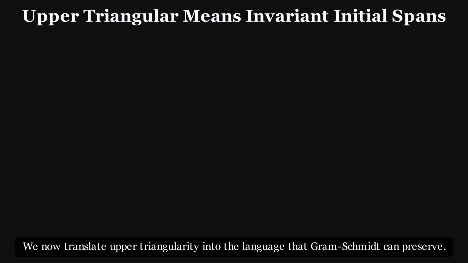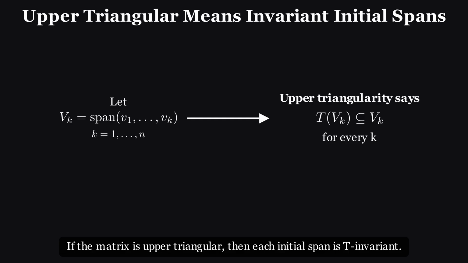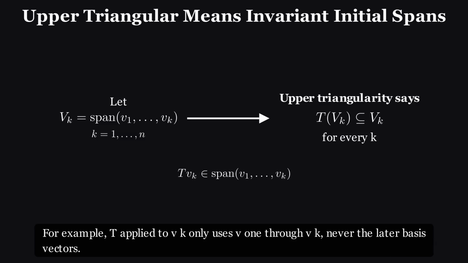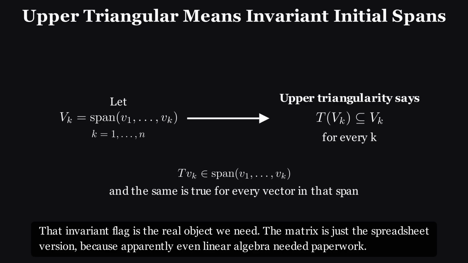We now translate upper triangularity into the language that Gram-Schmidt can preserve. If the matrix is upper triangular, then each initial span is T invariant. For example, T applied to Vk only uses V1 through Vk, never the later basis vectors. That invariant flag is the real object we need. The matrix is just the spreadsheet version. Because apparently even linear algebra needed paperwork.